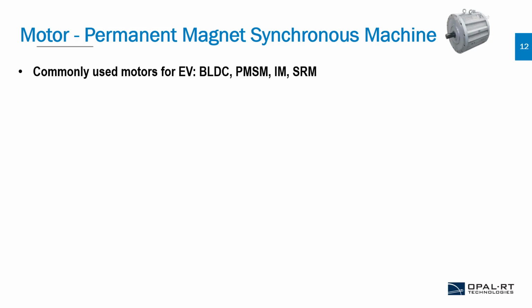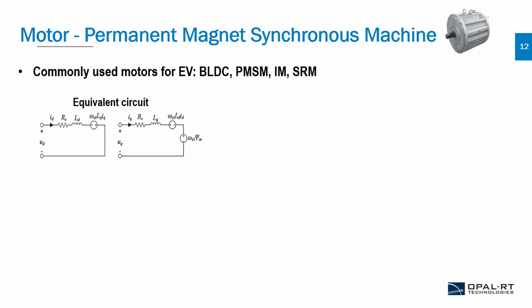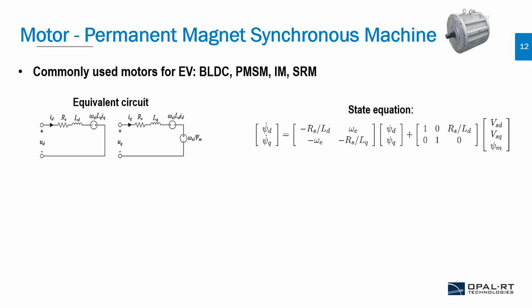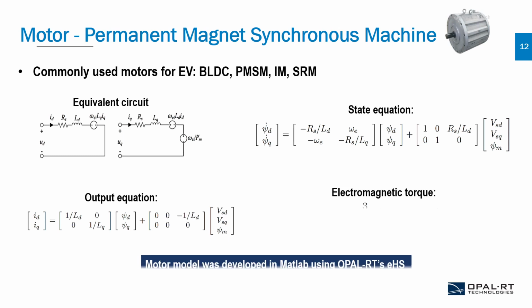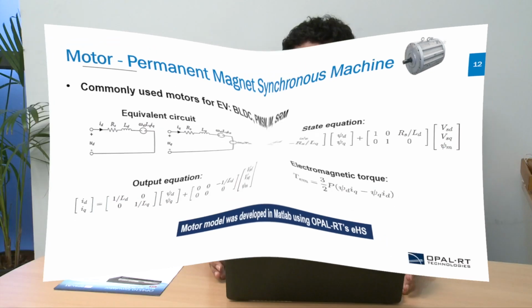For a permanent magnet machine, the equivalent circuit is shown on the left hand side, and as we all know, the state equations describing a motor, which relate the flux of the machine with the voltages and currents, are given on the right hand side. The electromagnetic torque generated by the motor is given by this particular equation. So the permanent magnet motor, along with the state space equations describing the machine, was developed in MATLAB.